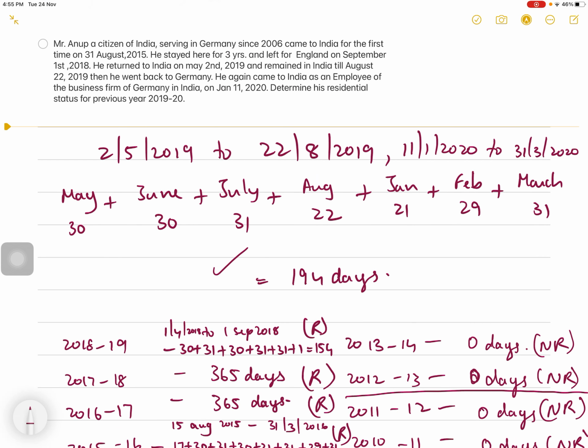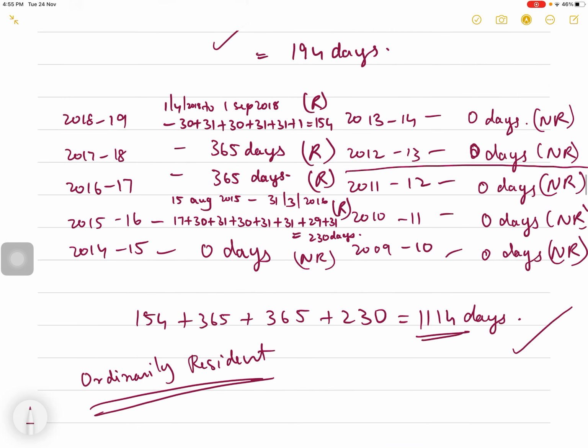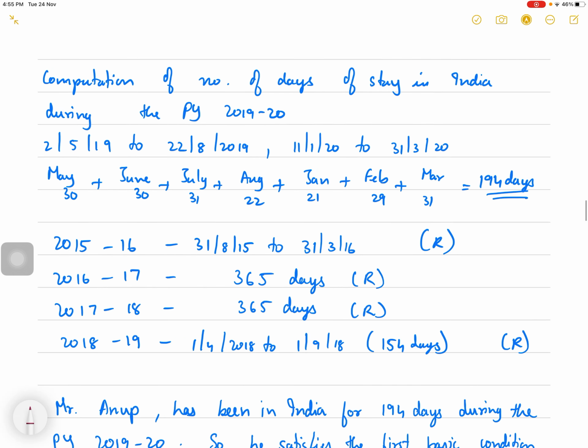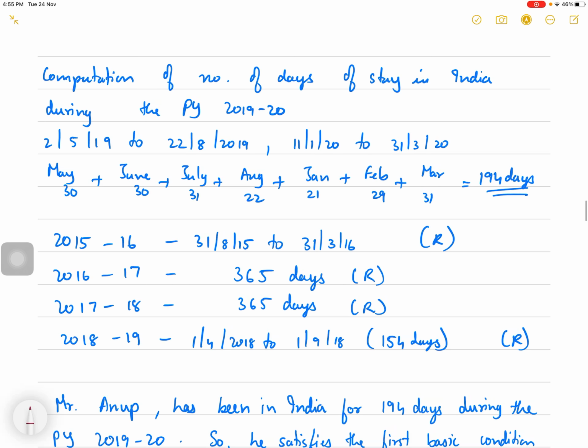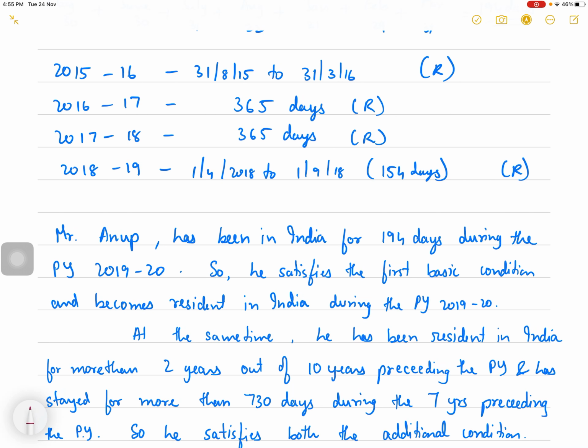Got it? So just take down the answer. I have already written the answer. So computation of number of days of stay in India during the previous year 19-20, it comes to 194 days. Here I have shown only 4 years. So from this itself you know that he is ordinarily resident, because 4 years he was resident, and the total is more than 730 days in the 7 years preceding the previous year.